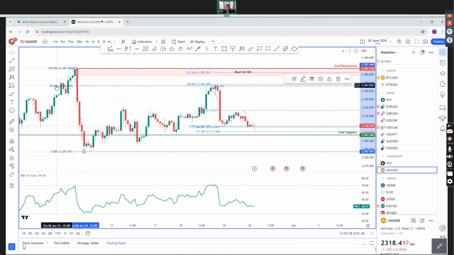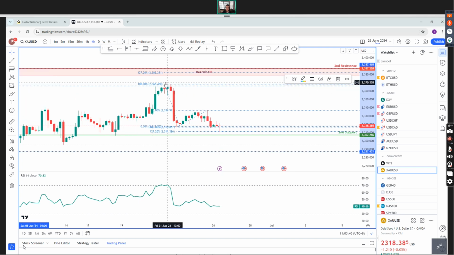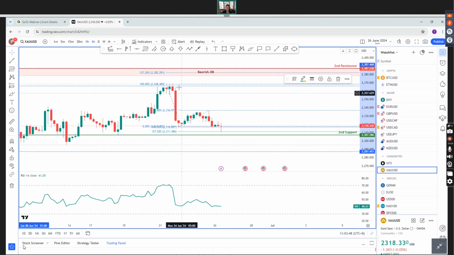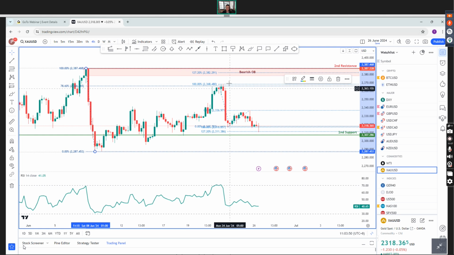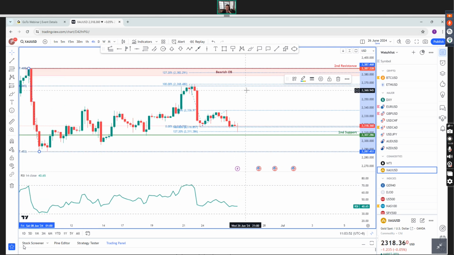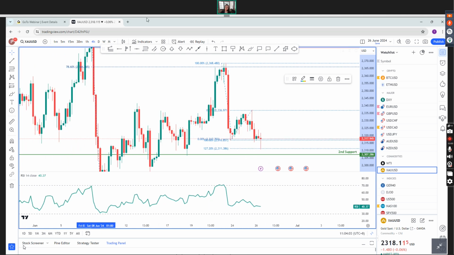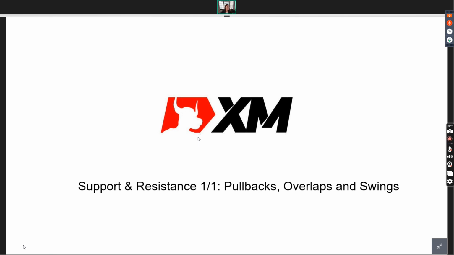You can see the price came to 78.6%, and from here it fell from around 23.68, which is around here, falling more than 400 pips last Friday. Now here it broke below this swing low, went to the extension right here, and bounced off from that level. All right guys, let's start our session.